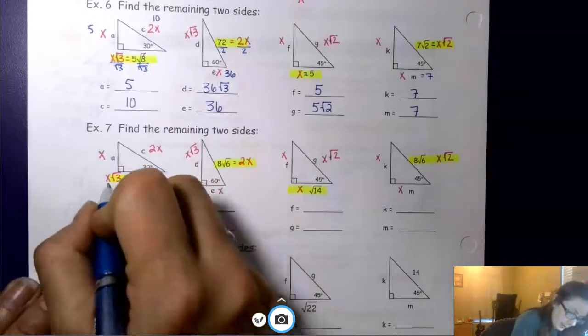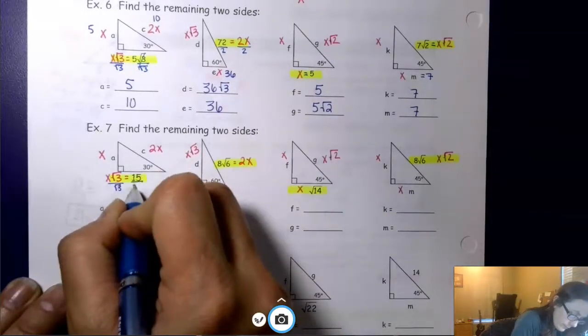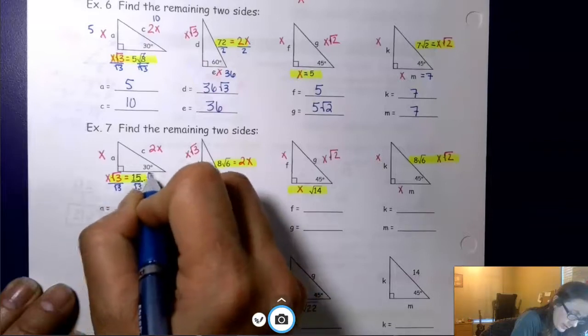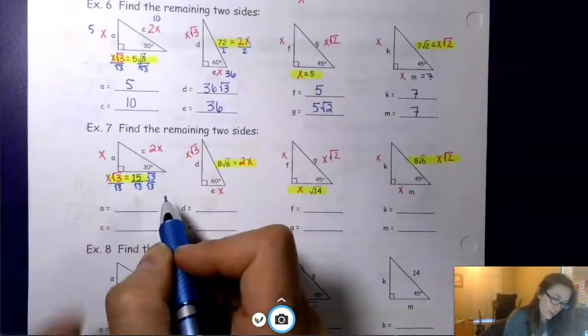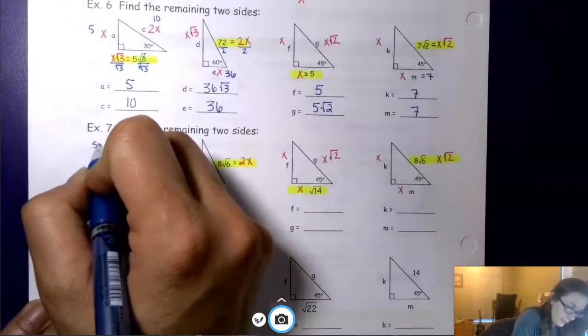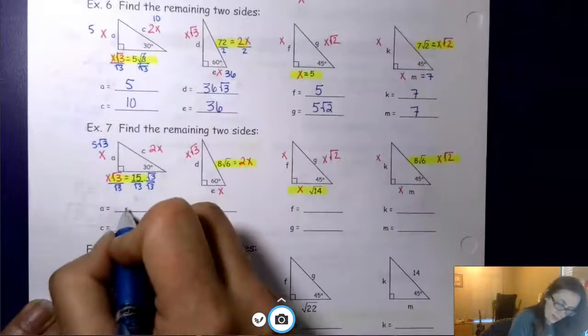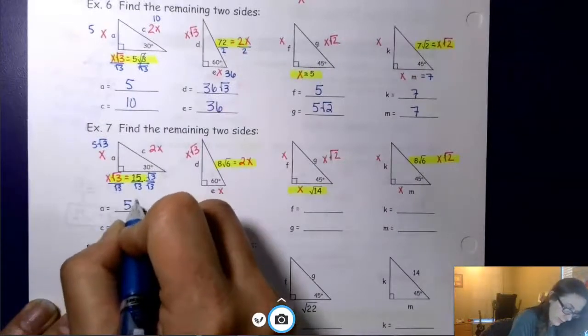Divide both sides here by root 3. Rationalize the denominator. I'm going to end up dividing by 3, and I'll get 5 root 3. So A here is going to be 5 root 3.